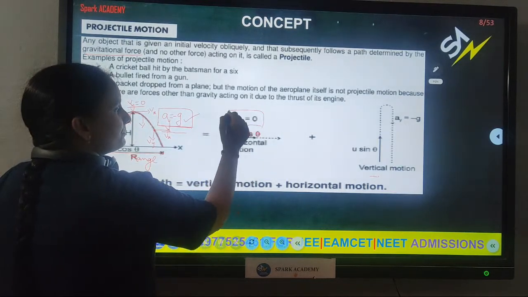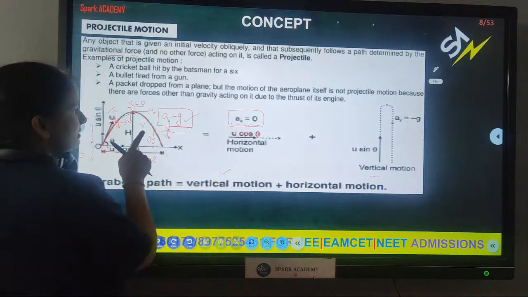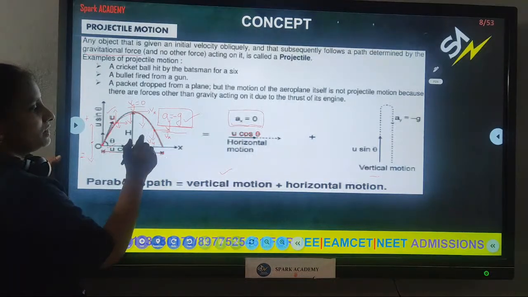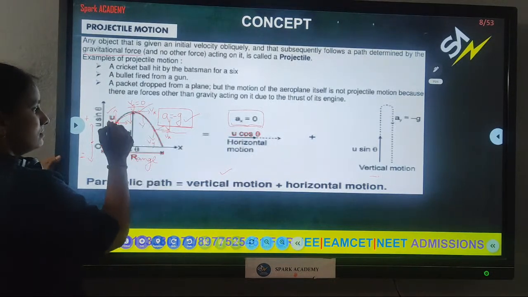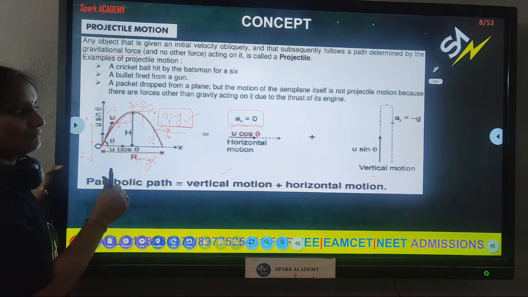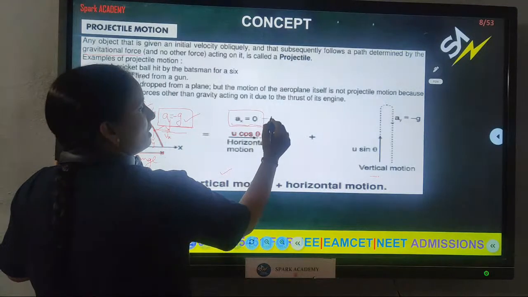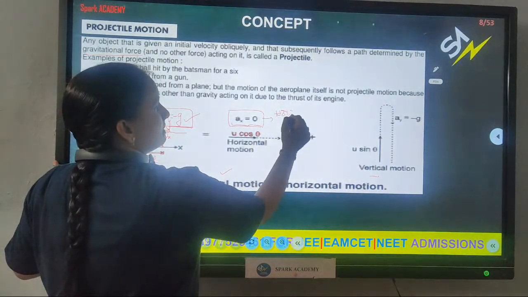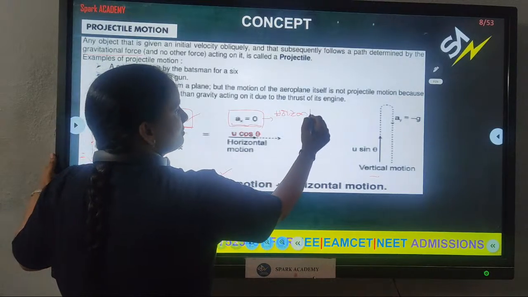And these two points, horizontally, there is no change in direction of velocity. Here, here and here you can observe, there is no change in direction of velocity. So, horizontally, it is in uniform motion.